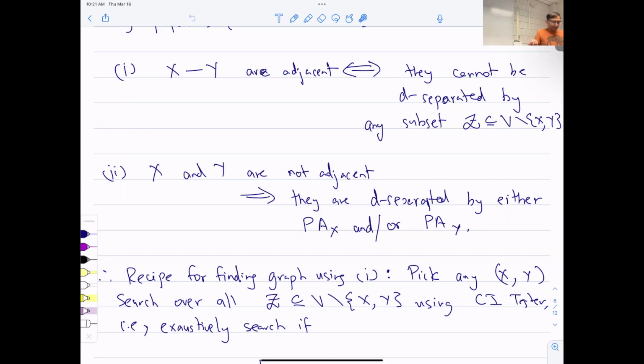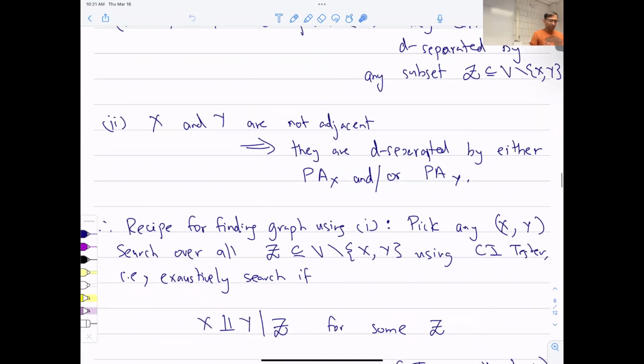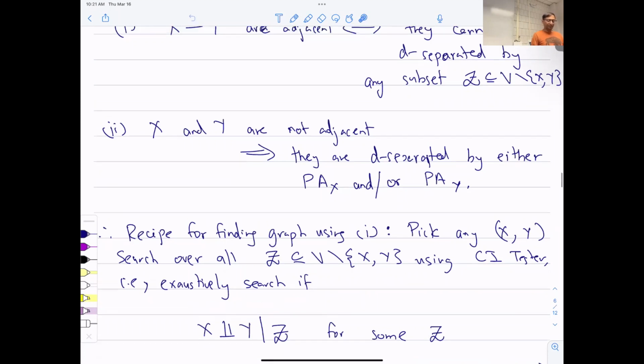So the algorithm is immediate. The zeroth order algorithm is an exhaustive search. Pick any X and Y, and search over all subsets Z using the CI tester exhaustively to check if X and Y are conditionally independent given Z.